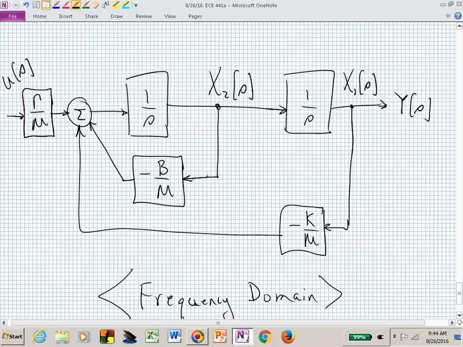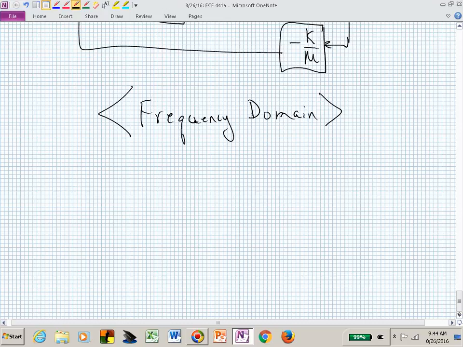But now if you found the frequency response of this system, it tells you how this system behaves for different frequencies. And if we want the frequency response, then we're talking Bode plots.